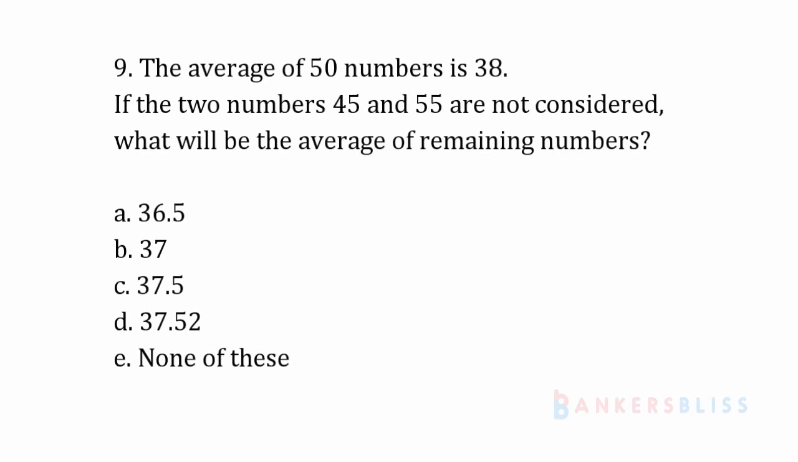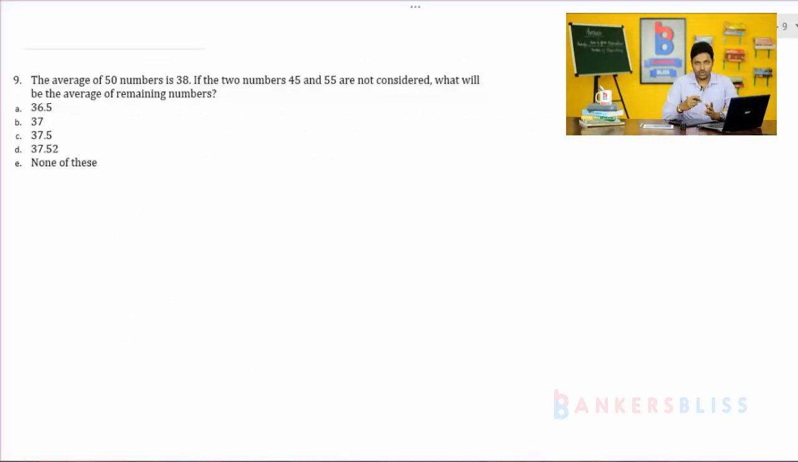Problem number 9. The average of 50 numbers is 38. If the two numbers 45 and 55 are not considered, what will be the average of the remaining numbers? So you have two approaches. One approach is the formula method and the second approach is the sharing method. Let me tell you both the methods and you decide which method you have to use and which method saves a lot of time. So let us go for the first method.